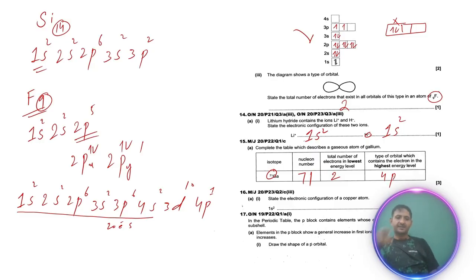Okay, state the electronic configuration of a copper atom. I think we already have done this. Okay, in the periodic table, the p block contains elements whose outer electrons are found in the p subshells. Okay, draw the shape of a p orbital. So a p orbital you can simply draw like this.